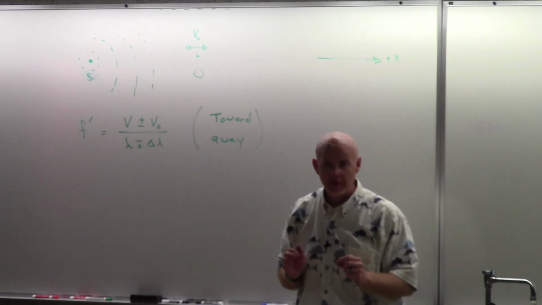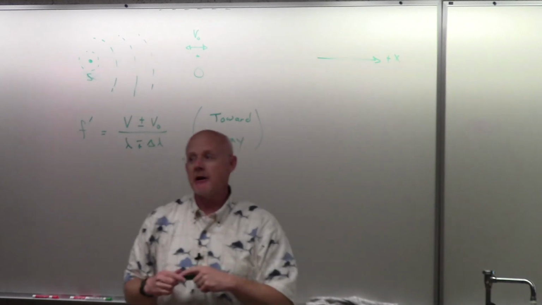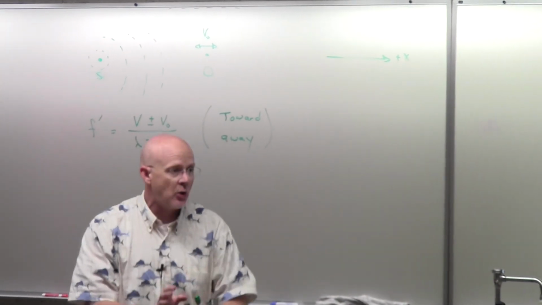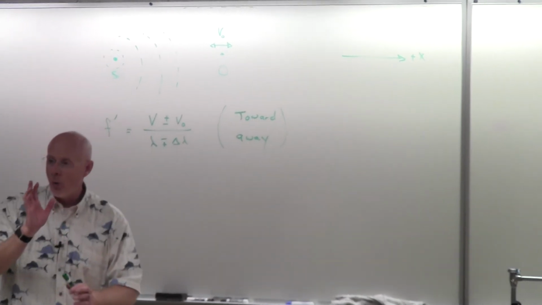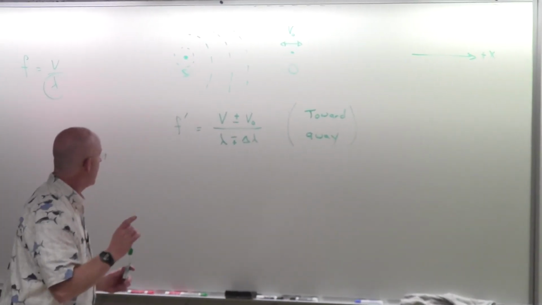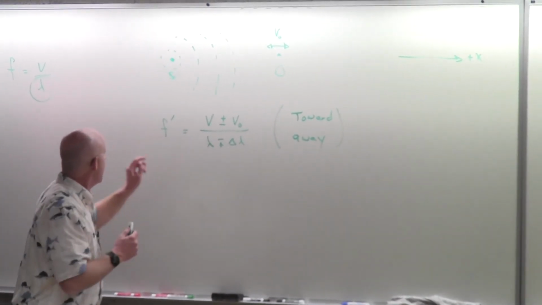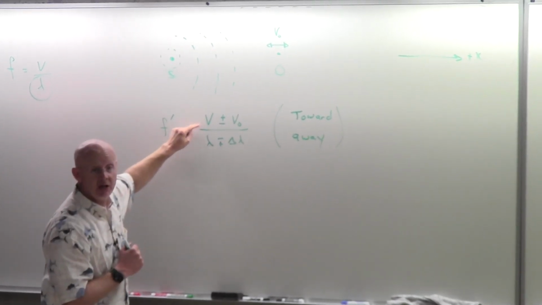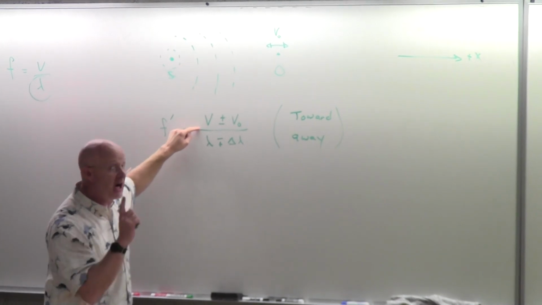Fair enough? All right, so you can see why I wanted to take a few minutes to derive this equation, because I have seen students struggle with this equation, when to use the plus, when to use the minus. Let's look closely at this real carefully here. This is the perceived frequency. This is what? What's this? Velocity of?